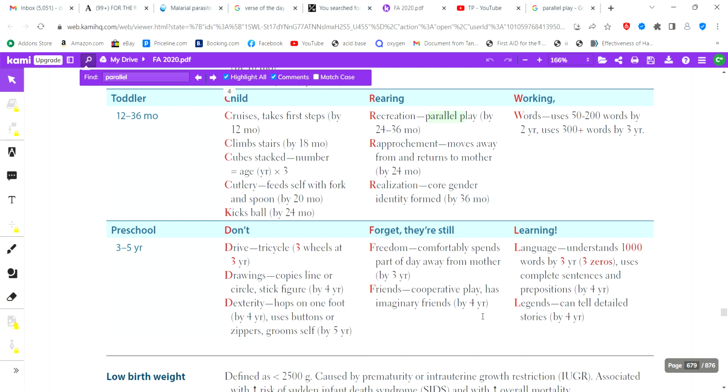So we're going to go through this real fast. 3-year-olds should be able to parallel play. Rapprochement is when the two-year-old moves away from and returns to the mom. Core gender identity is formed, so they know their gender by 3 years old. 3-year-olds comfortably spend part of the day away from the mom. They can ride a tricycle by age 3.